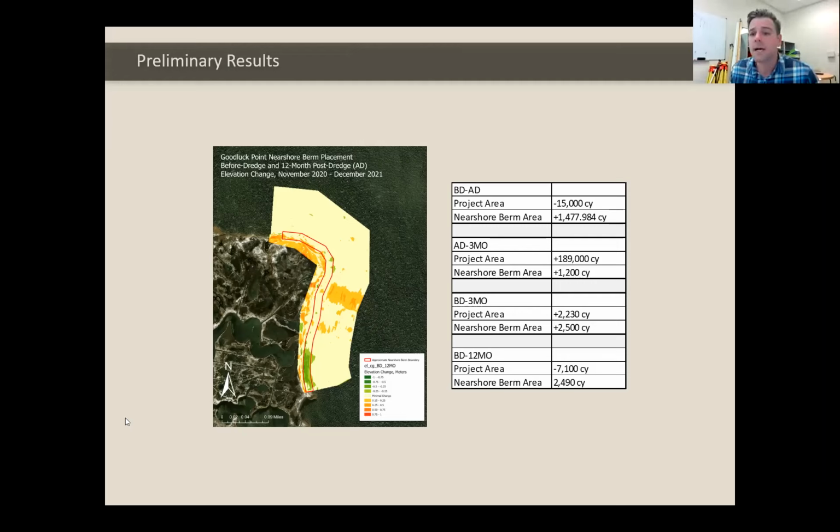And then over time, it's kind of stabilized with about 2,500 cubic yards in the southern section. So about 700 feet of the southern project area has advanced seaward. The rest has remained relatively stable. What's next?